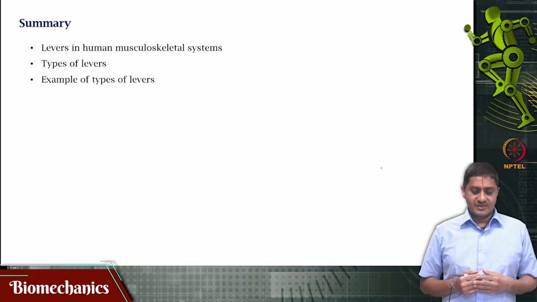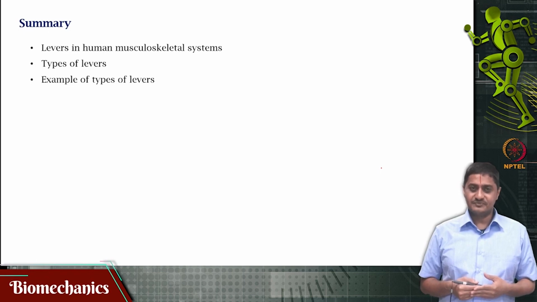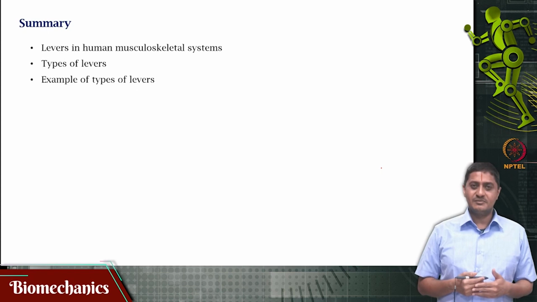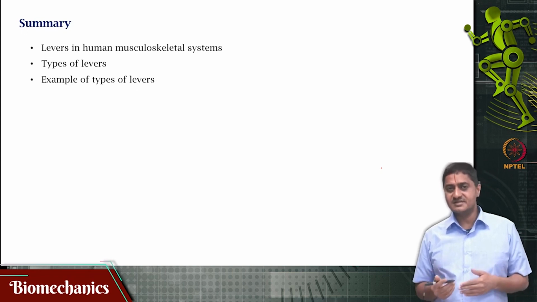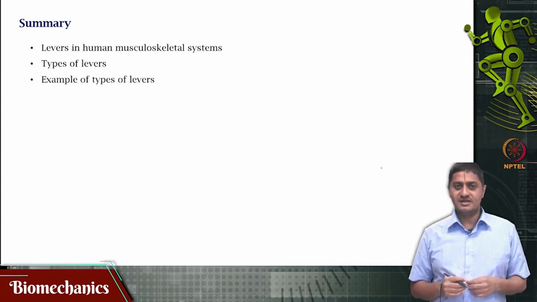In this video we have seen the types of levers and the use of levers in the human musculoskeletal system, and some examples of the types of levers. We have seen the application of different types of levers in human motion, and why in some cases it might be desirable to have a mechanical advantage, whereas in some cases it might be desirable to have a greater range of motion and speed of motion.